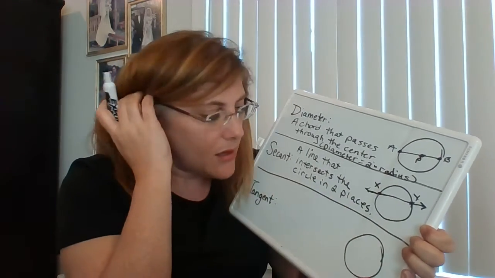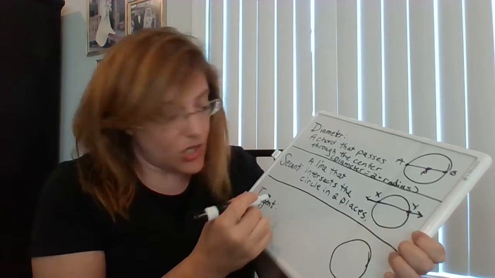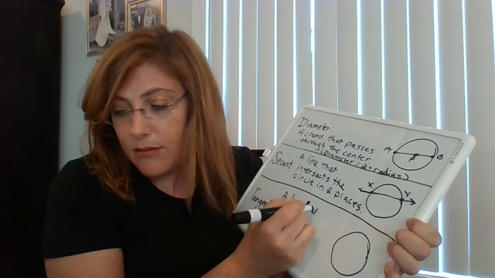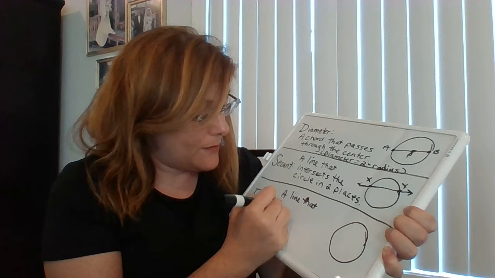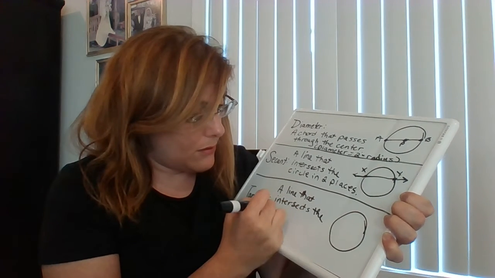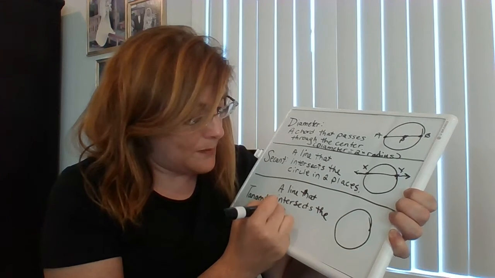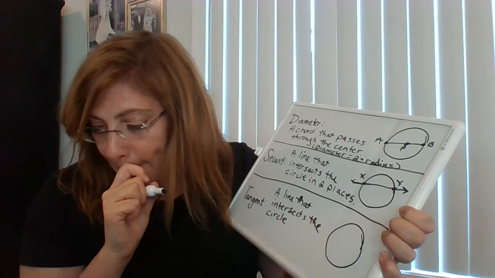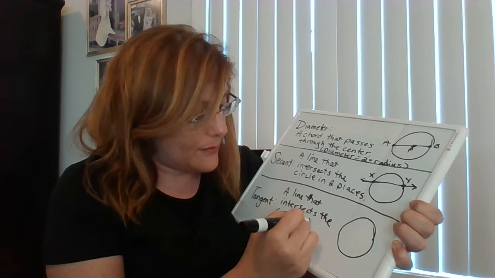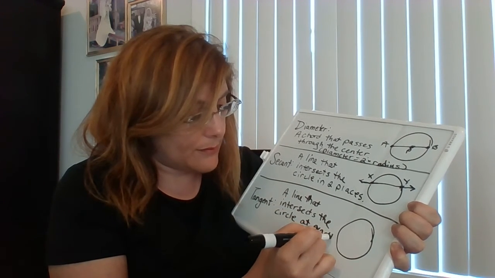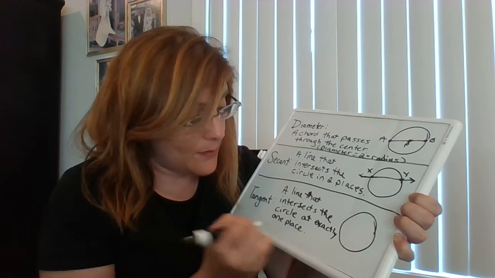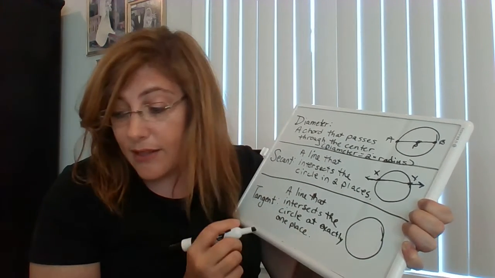intersects in two places. Next, we have tangent, which is a line that intersects the circle at exactly one place. How can that happen, you say? A line that intersects the circle at exactly one place?